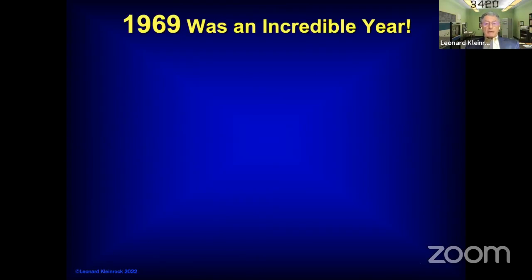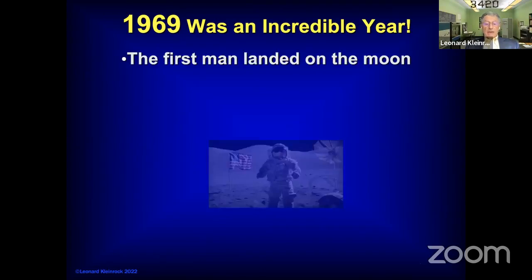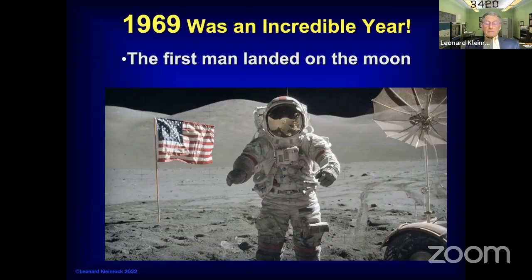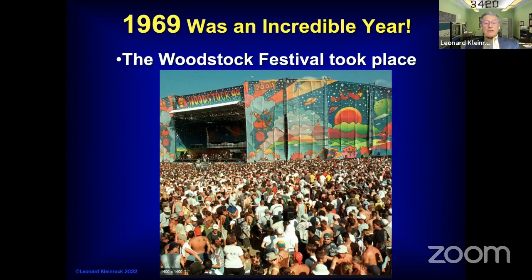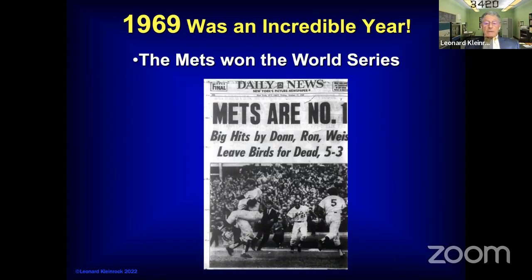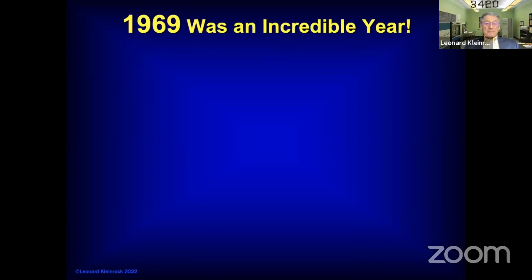1969, the year we put a man on the moon, it was an incredible year. Yes, we landed a man on the moon. Other things happened though. We had a bunch of crazies dancing around up in New York State in the Woodstock Festival. An event with probability 0 occurred. The Mets won the World Series. They were really down for a long time. Big event in New York.